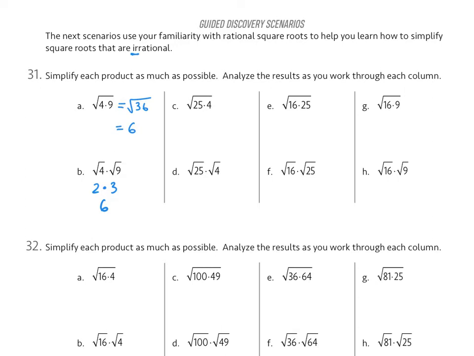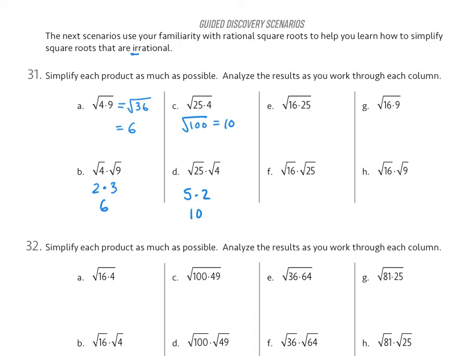Interesting. Part C, the square root of 25 times 4. 25 times 4 is underneath one radical, so we can do 25 times 4 and get 100. The square root of 100 is 10. Part D, the square root of 25 times the square root of 4. The square root of 25 is 5. The square root of 4 is 2. 5 times 2 is 10. Again, we get the same result.